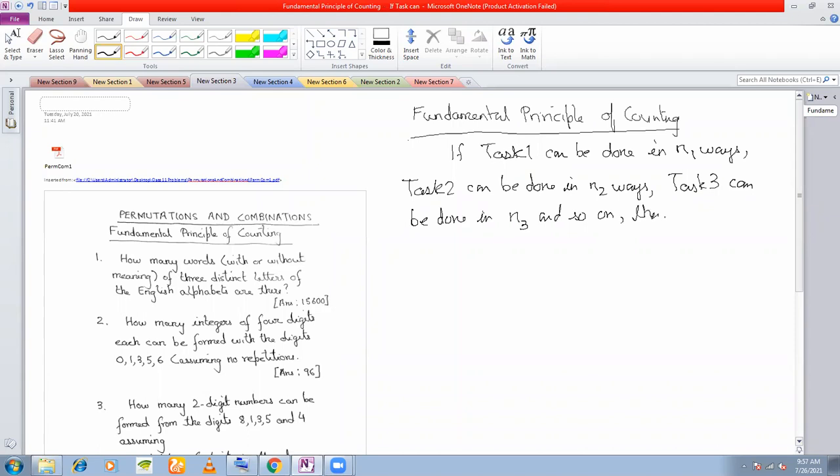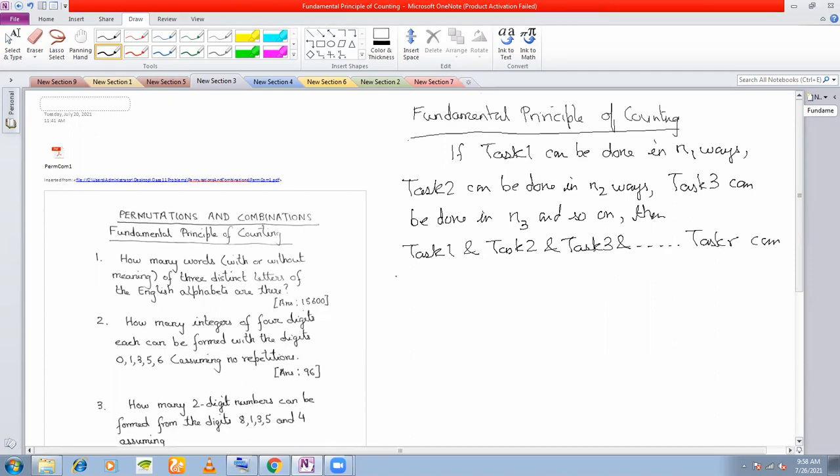then task 1 and task 2 and task 3 and so on up till say task R can be done in n1 into n2 into n3 into up till nr ways.